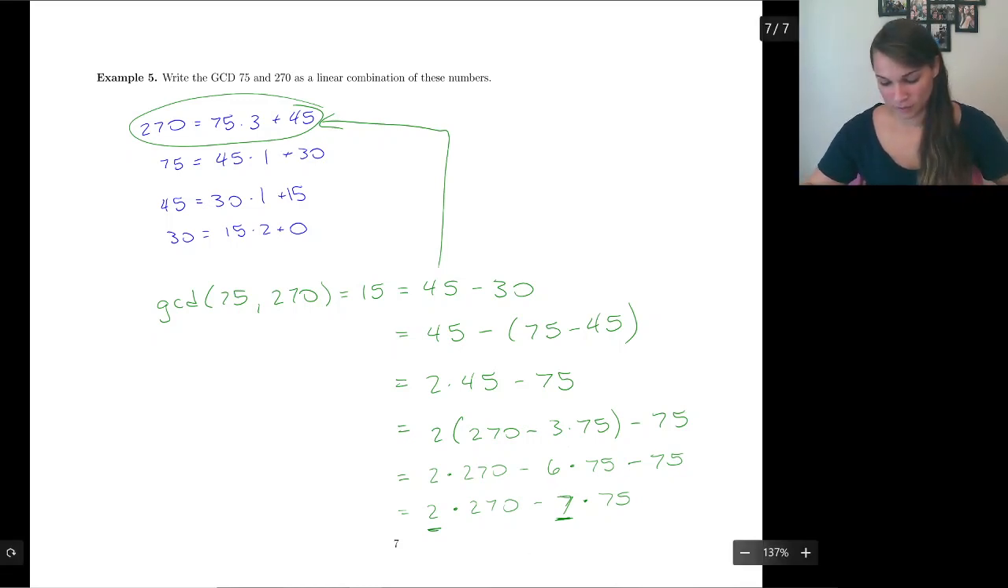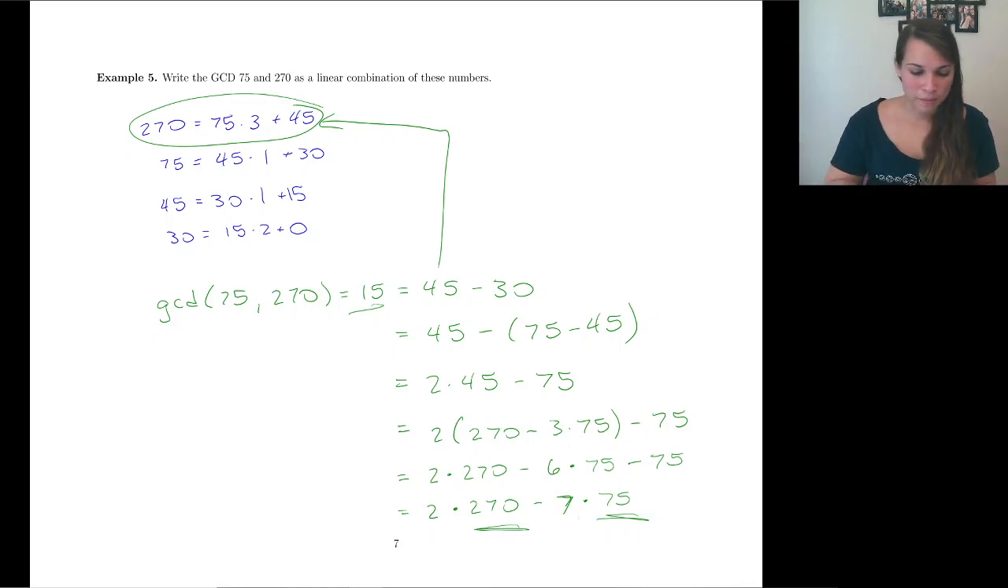There you go. We have expressed the GCD in terms of the original A and B. And that's what we came to do today.